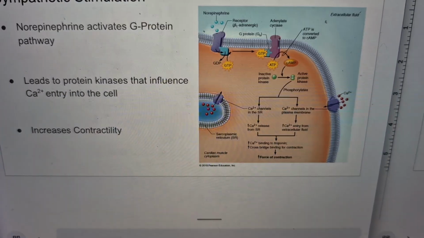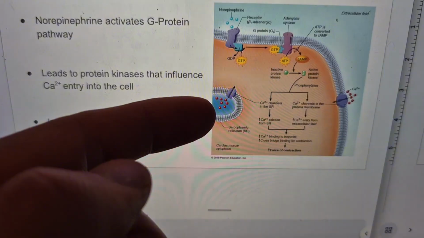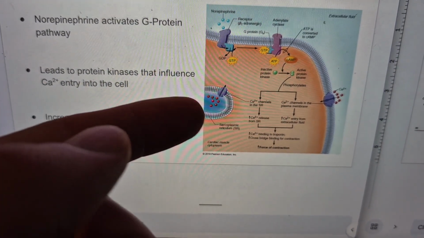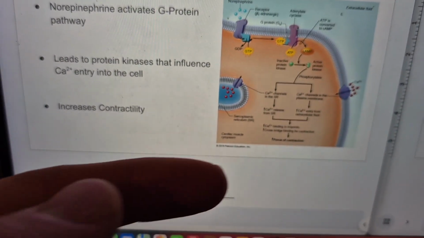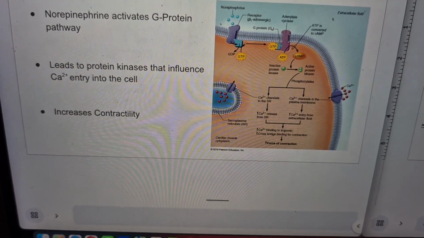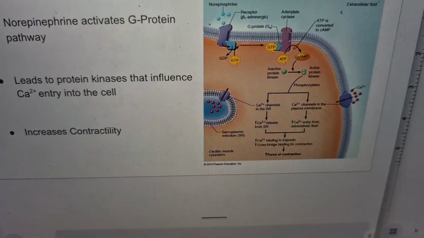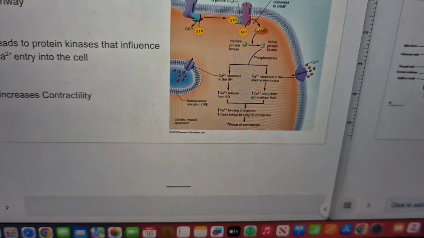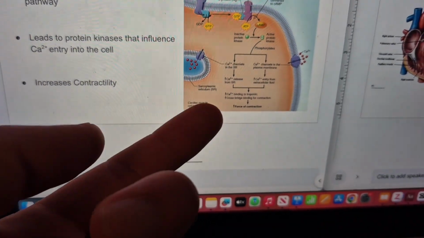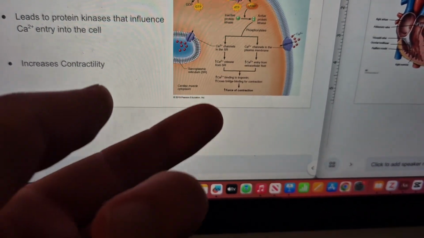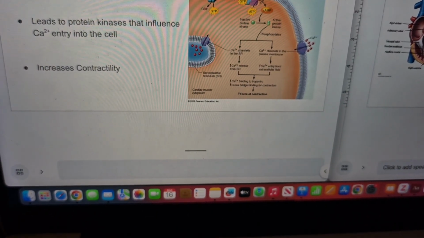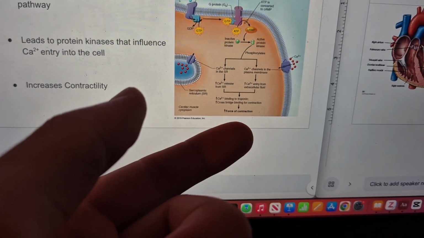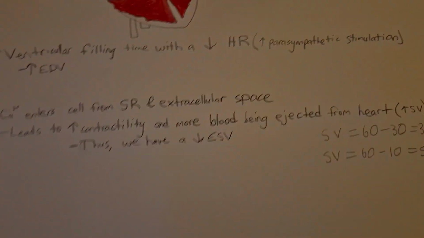And then that protein kinase will increase the amount of calcium channels on the SR opening up, which causes more calcium to come out. And it also is going to cause more calcium to go through voltage-gated calcium channels on the plasma membrane of these myocytes. And that is going to cause more calcium release from the SR, more calcium from extracellular fluid, which increases the amount of calcium binding to troponin, and then it increases the cross-bridge binding for contraction. And all of that is going to increase the force of contraction, which will decrease the ESV.